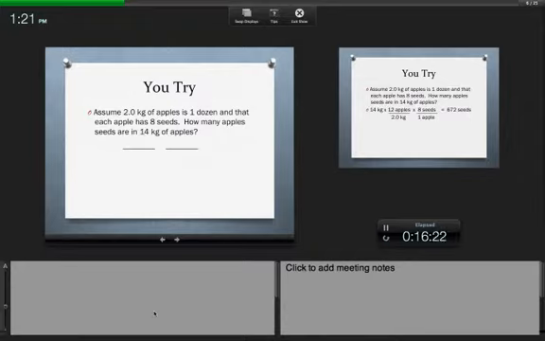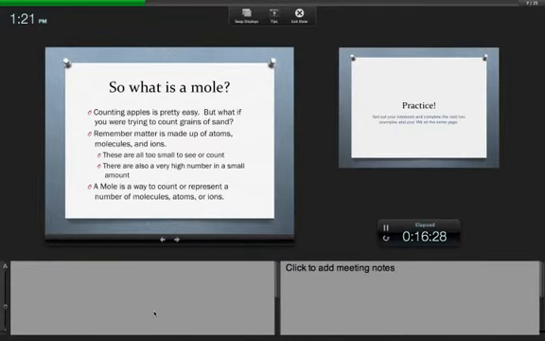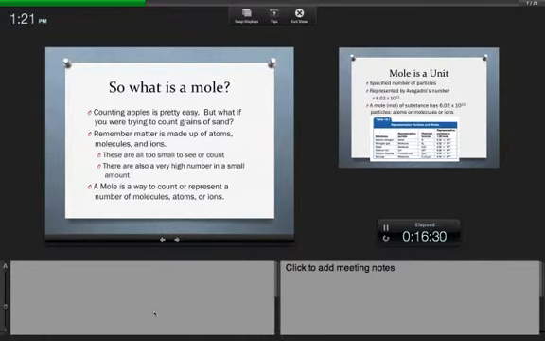Okay. All right, so now let's start talking about moles. We've done lots of apples. Let's start talking about moles now. Okay. So apples. Can we count apples really easily? Can we find the mass of apples really easily? Can we find the volume of apples really easily?